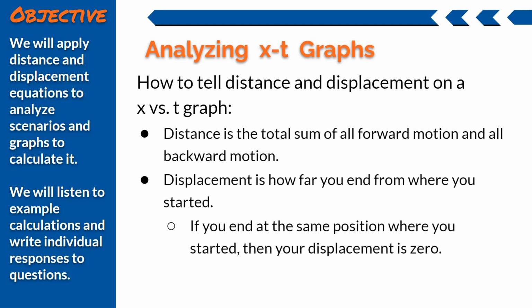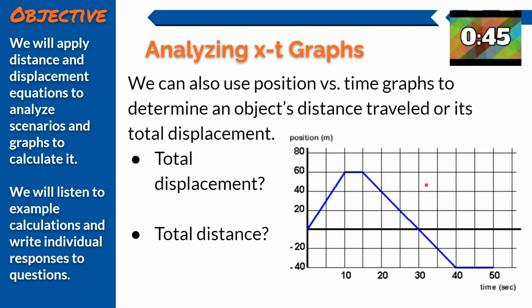Displacement, on the other hand, is how far you end from where you started. So if you backtrack on yourself, that is subtracting from your forward motion. Those are going to cancel each other out, at least partially. Okay, if you end at the same position where you started, your displacement will be 0, just like we talked about yesterday. So let's look at this graph.